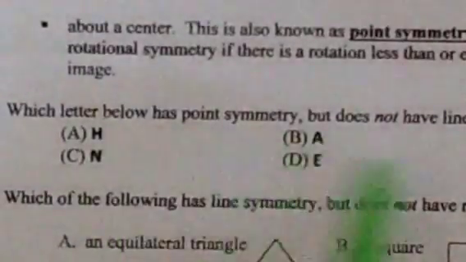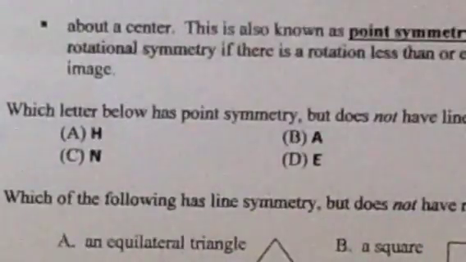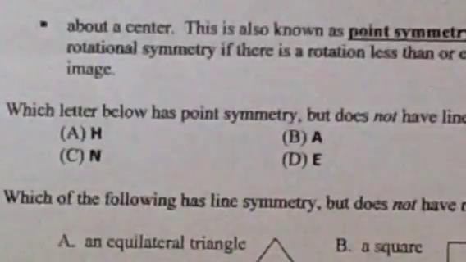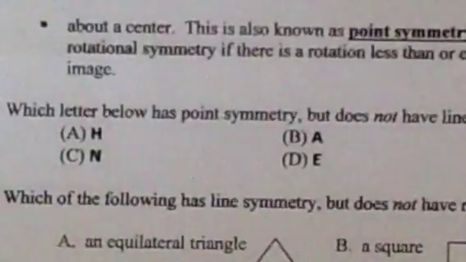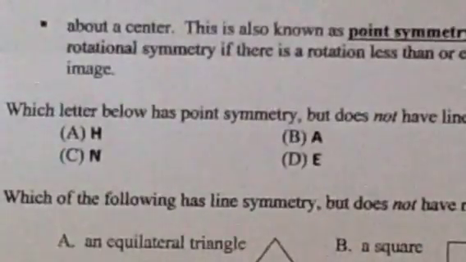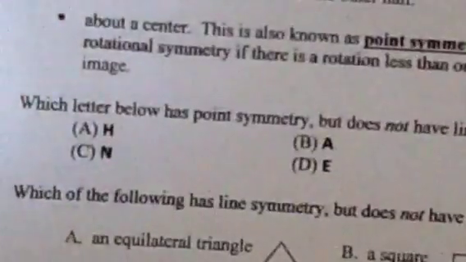E, of course, has a horizontal line of symmetry. It has no point symmetry. If I would spin this around 90 degrees or 180 degrees, it would look like an upside down or a fallen over E. All right, the next one.